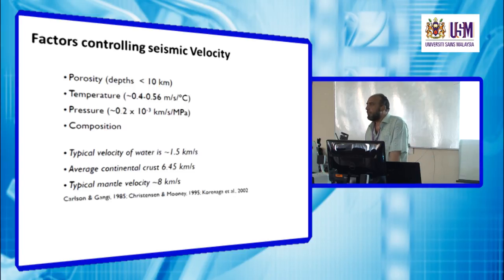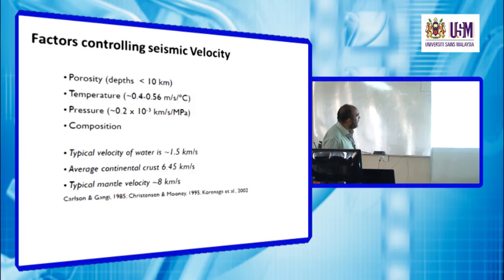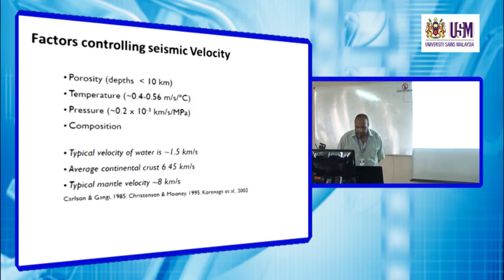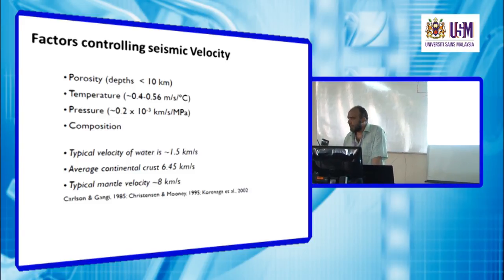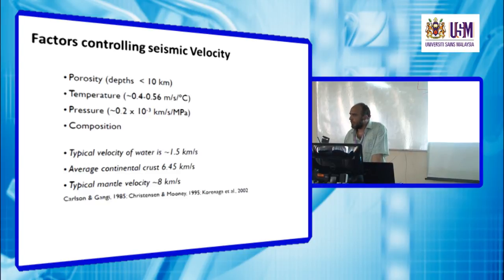You know, we always say, generally speaking, seismic velocity is increasing with depth. So what are the controlling factors for seismic velocity? The first one is the porosity. Porosity is significant for the first 10 kilometer depths. Why? Because after approximately 10 kilometers, we do not have sedimentary rocks. And if there were sedimentary rocks, it is metamorphosed to another type of rock, metamorphic rocks, and this type of rocks has no porosity. So porosity is valid for controlling velocity for the first 10 kilometers.